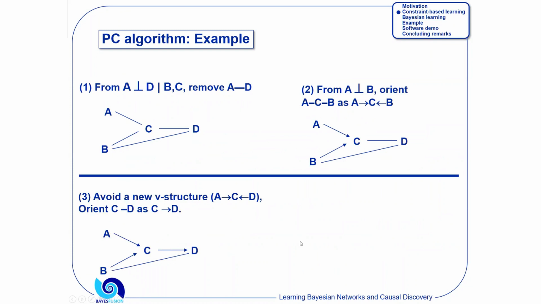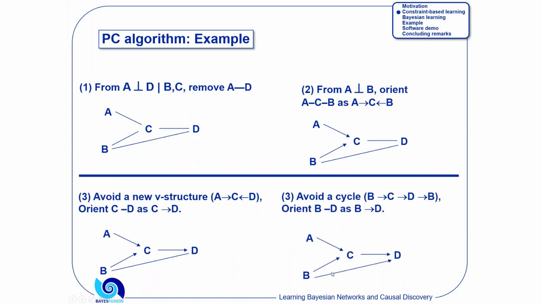The last arc is essentially to avoid a cycle. The graphs are acyclic, so you cannot have a cycle. This arc has to be in this direction. So as you see, we have discovered that graph.